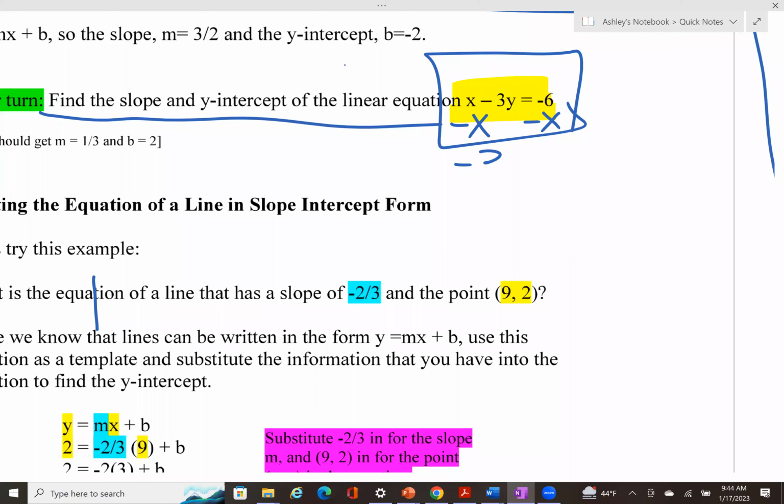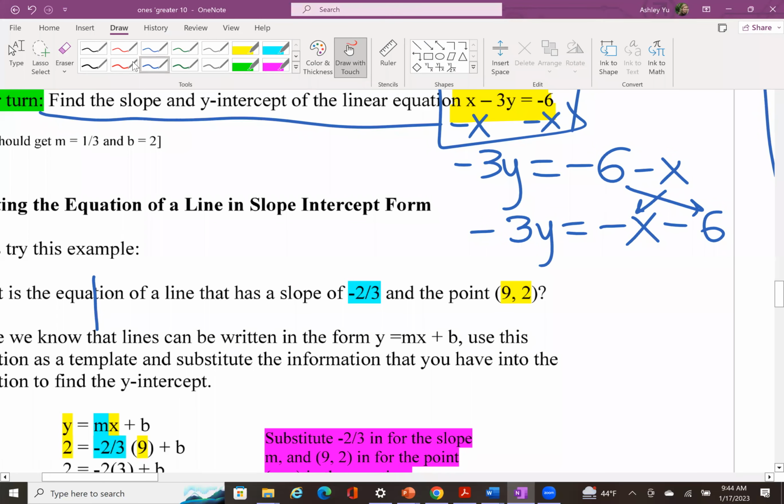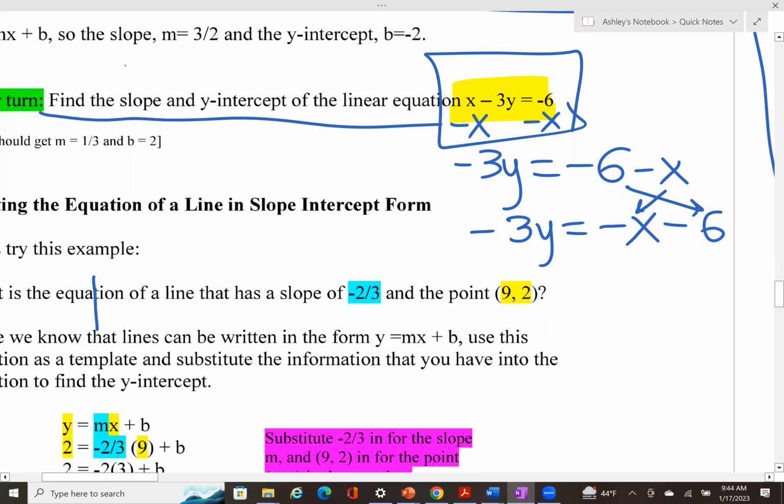The negative 3y is still sitting there. And on the right side, there was a negative 6, but now I'm subtracting x from that. The more times you do this, you remember that you want the x term on the left and the constant term, the non-variable number, on the right. You might switch them either now or at the very end. It's up to you, but when you're isolating y to get the equation of a line so you can see the slope and y-intercept, it's better to have x on the left.